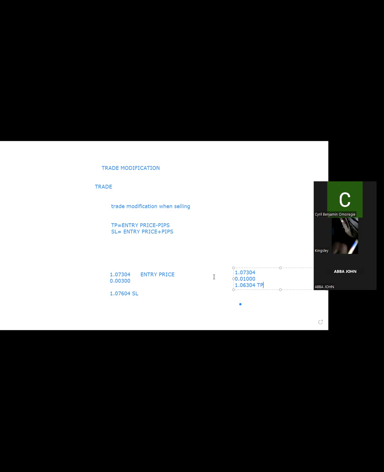1.07304. TP 1.06304. 1.06. 6304. Stop loss 1.07604. 1.0704.